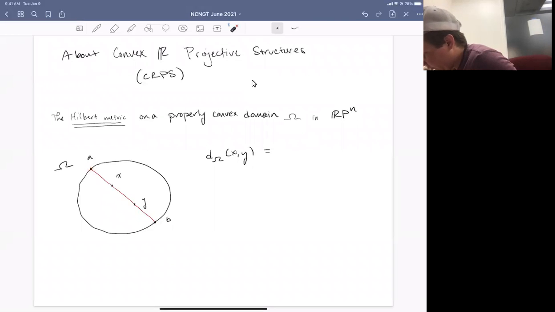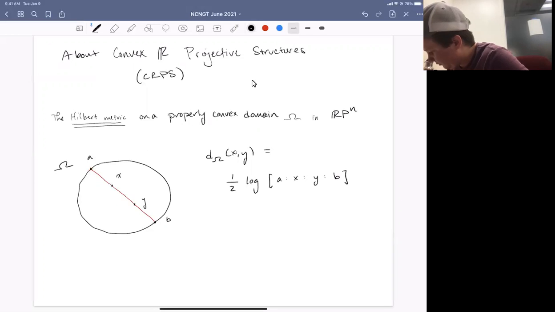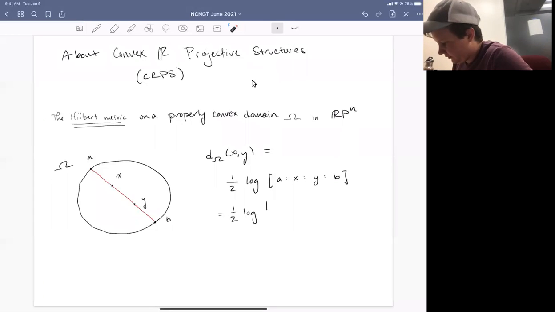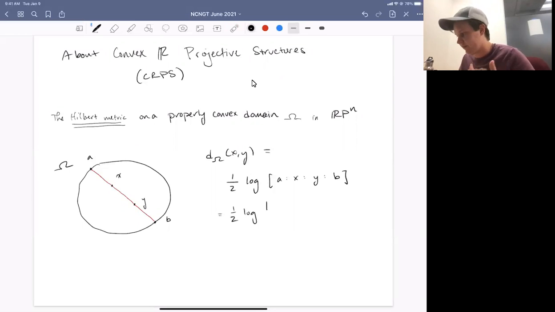Take A and B to be the endpoints of that line intersected with the boundary of omega, which we can reach because omega is bounded. And then this distance is 1/2 of the log of the cross ratio of these 4 points in order, where more specifically, the cross ratio is the ratio of distances here in this affine chart, and it'll be invariant under choice of affine chart, so it won't matter which affine chart you care about.